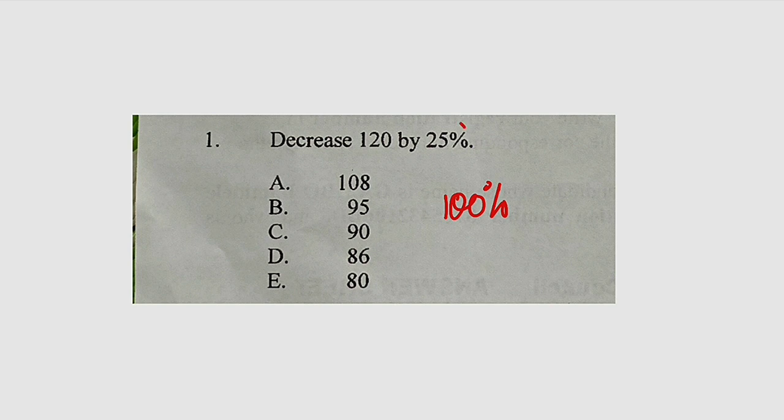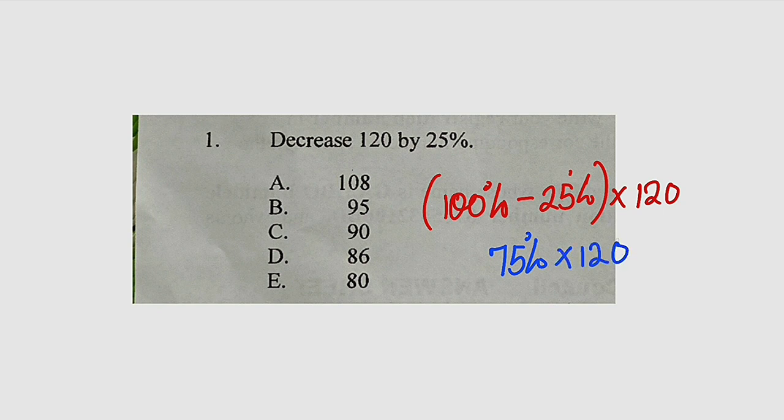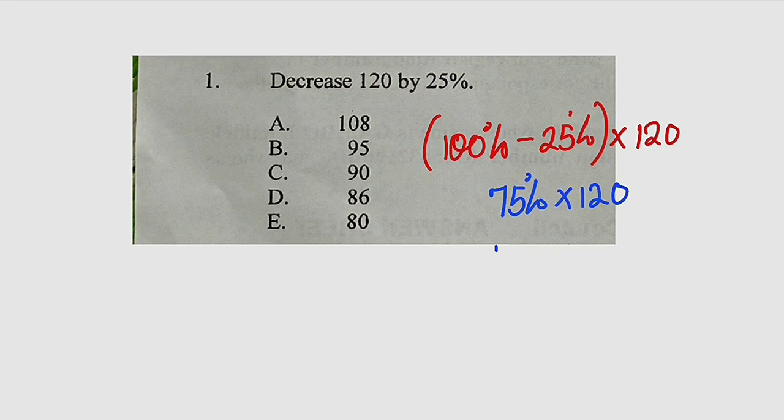But we want to reduce the number by 25%. So we have to subtract 25%. Then we multiply by the number, which is 120. This is how to do that. Then 100 minus 25 is 75. This is 75%. Then multiplied by 120. And you should know that 75% is the same thing as 75 divided by 100. Then multiplied by 120. So from here you can use your calculator to do that.